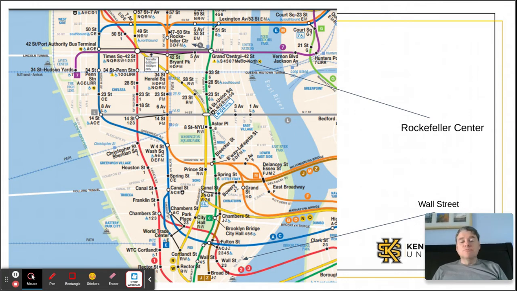So I tried working forwards from Wall Street to see if I could find Rockefeller, and I couldn't. I tried working backwards from Rockefeller to see if I could find Wall Street, and I couldn't. And I've realized now that the problem is Wall Street and Rockefeller are on two different lines. One is on red, one is on orange. And those two lines don't ever actually intersect.